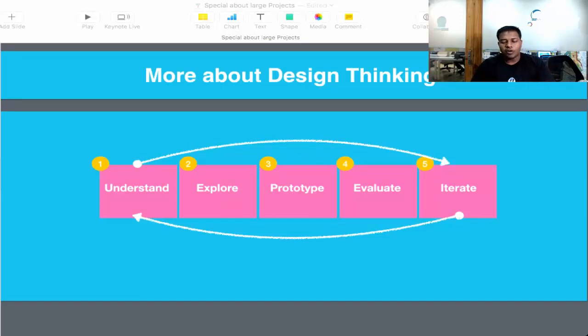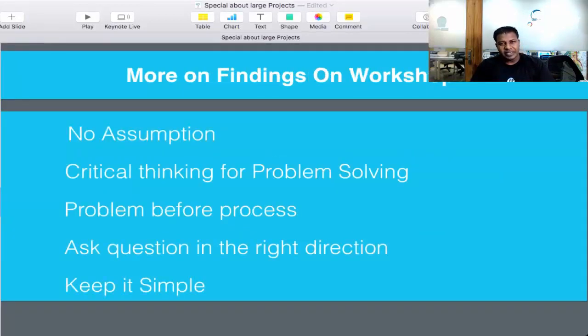Now, when we talk about the other findings which we found in this workshop, where we were building a large project, I think as we have already defined, 240 hours is the rule of thumb, that okay, if it's more than 240 hours, then it's considered to be a large project.